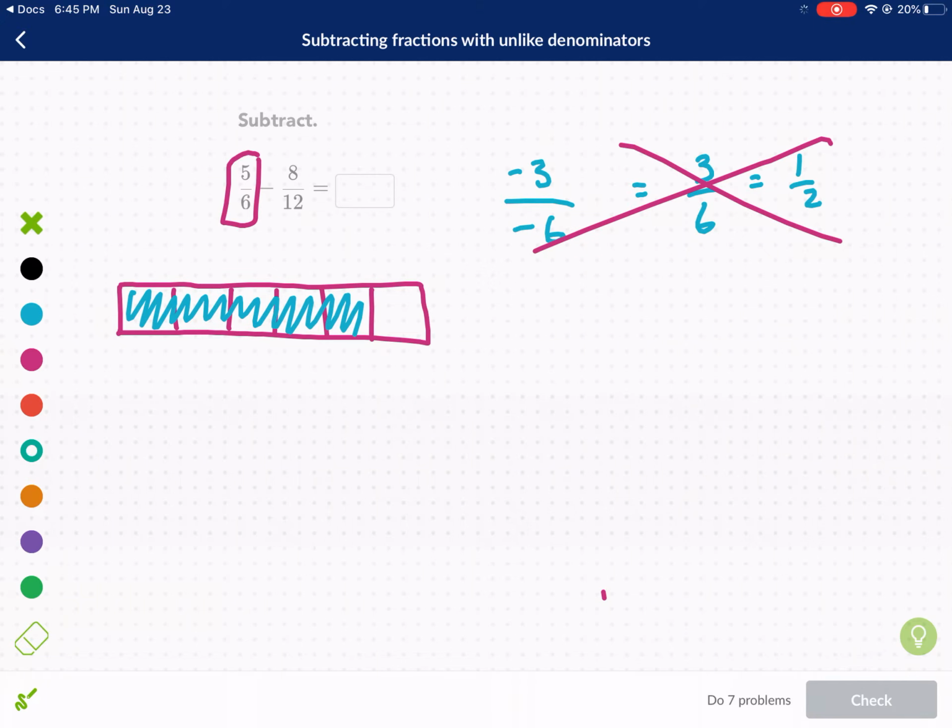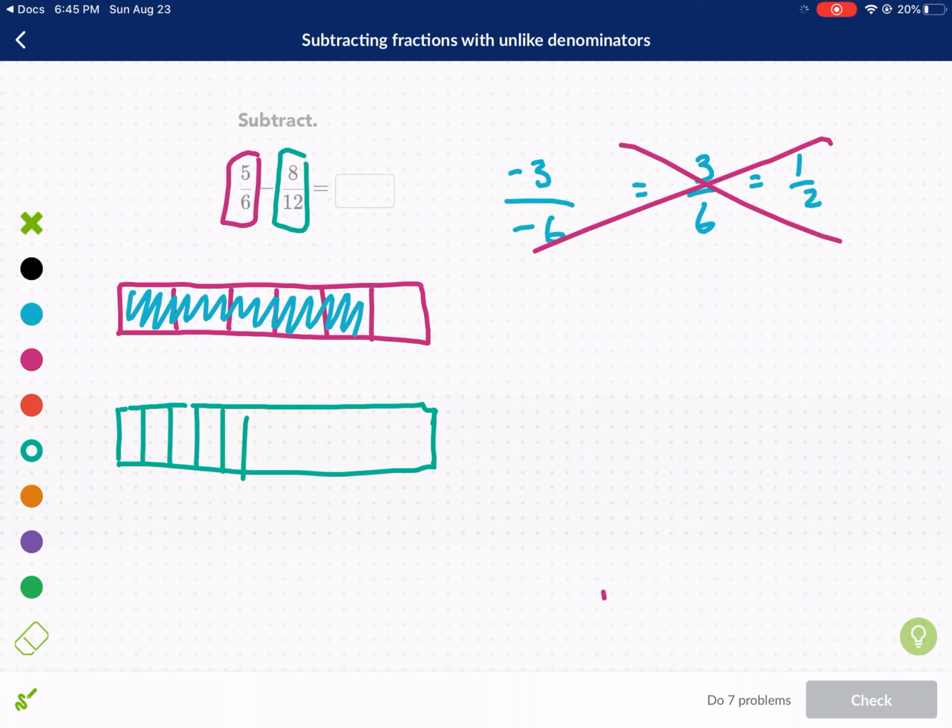Now, this one is not the same. We'll say it's the same size, but it's not divided in the same way. So let me divide it into 12 real quick. Let's do my best here. 1, 2, 3, 4, 5, 6, 7, 8, 9, 10, 11, 12. Okay, so that's 12.